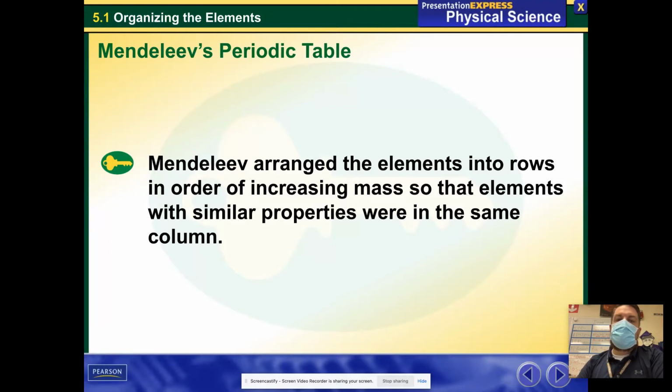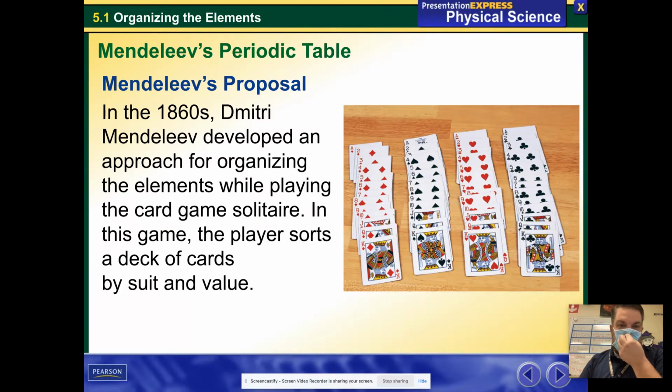And so we're going to talk about a bunch of people today. But the arrangement of the elements into rows in order of their atomic number, which therefore also has an increasing mass. And then we've noticed there's some groupings that have to do with the arrangement of the atoms and their structures themselves.